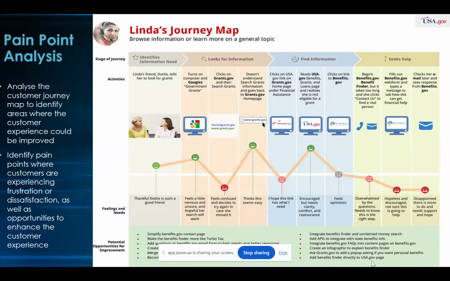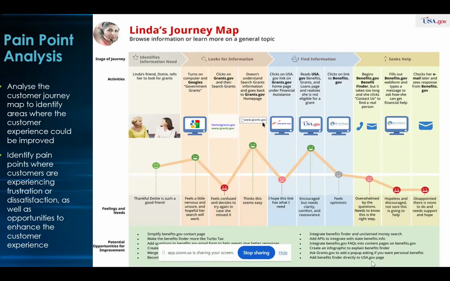It's a government website, so obviously you want a lot of information. You're seeing all the different touch points here. You're seeing her activities, what she does, feelings, what she's feeling, what she needs. Then at the bottom, remember we talked about what are the opportunities. So you can see all of that outlined here.